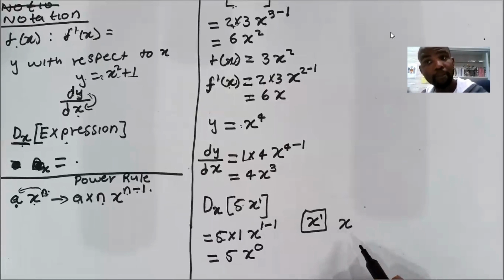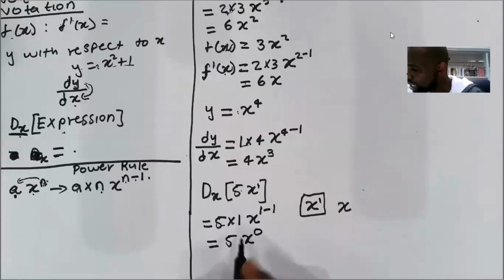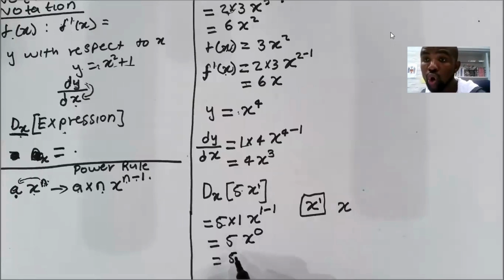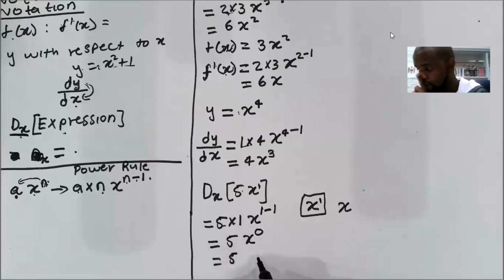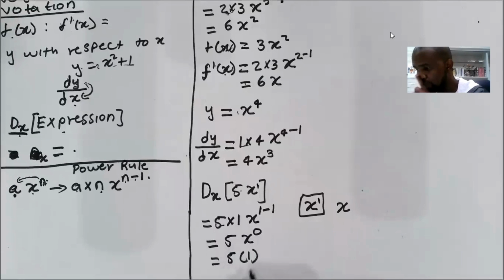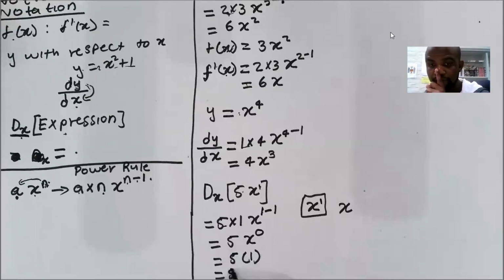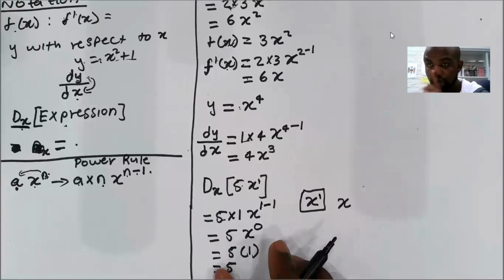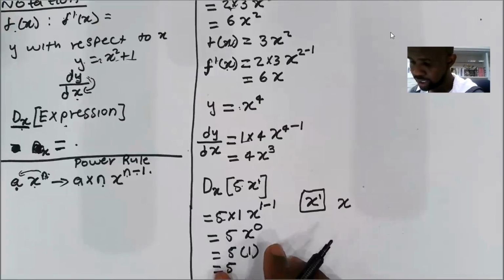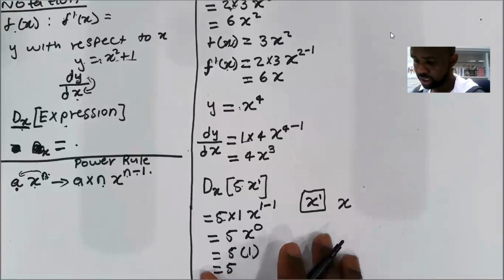But if it's 1 minus 1, you put 0. So by our rules of exponent here, anything raised to 0 is 1. So it's going to be 5 times 1, which is our answer here, 5. I hope you understand. I really hope so.